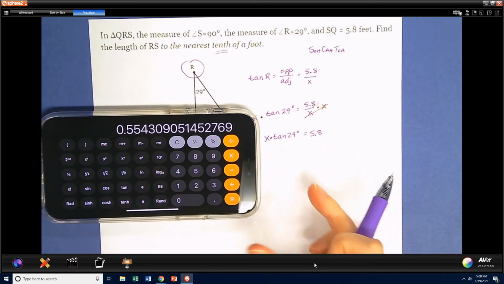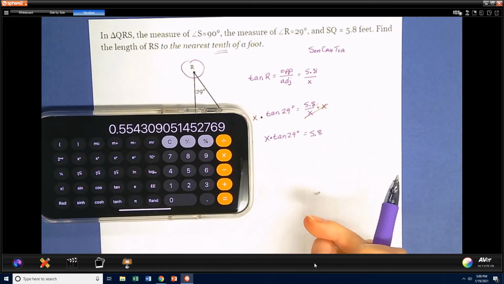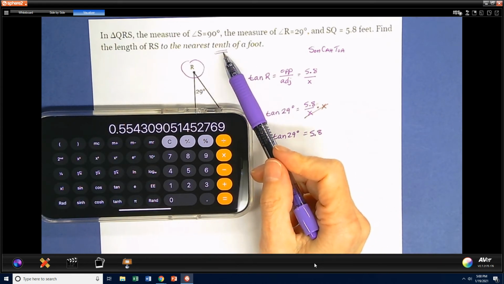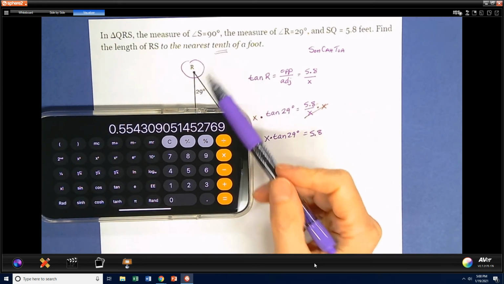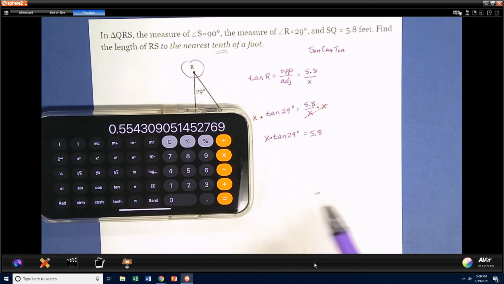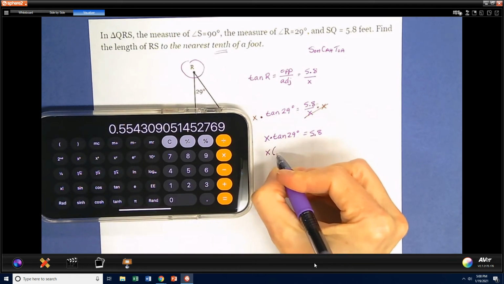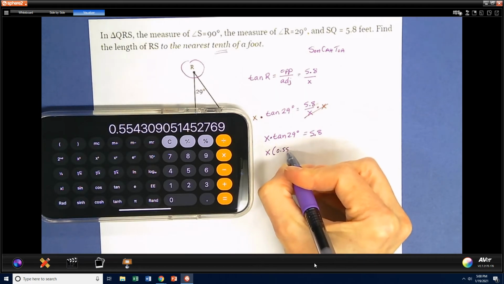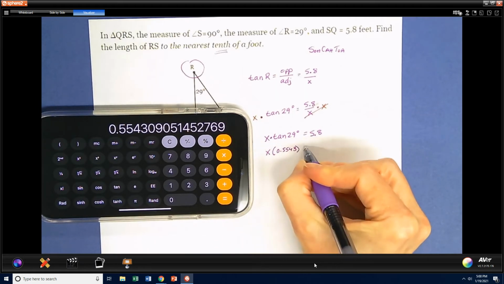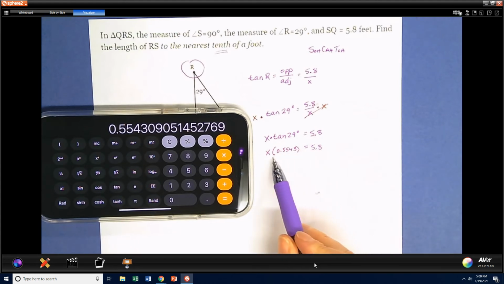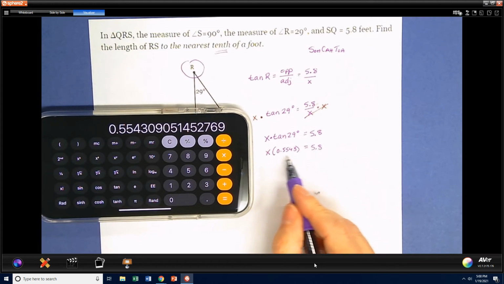And it gives me this shockingly long decimal. For our purposes, since we're ultimately going to be rounding to the nearest tenth of a foot anyway, it's sufficient if we round to just say 4 decimal places, more than enough. So x times 0.5543 equals 5.8. And the last step is going to be to get x alone by doing the opposite of multiplying. I'm going to divide both sides by this decimal.